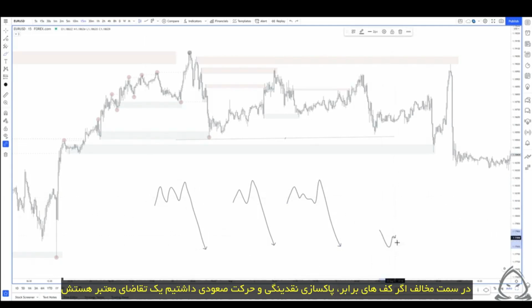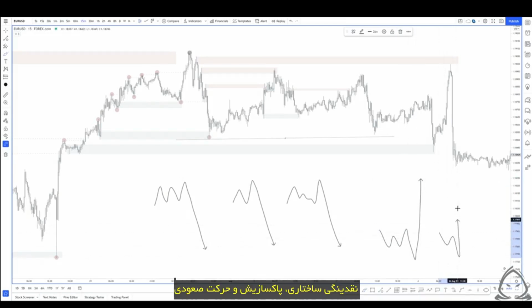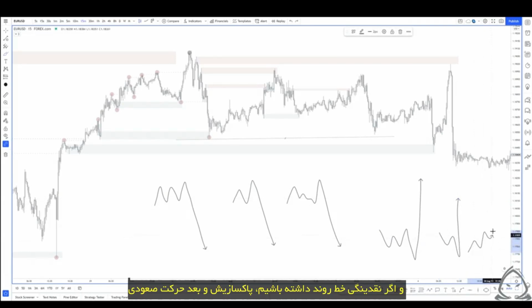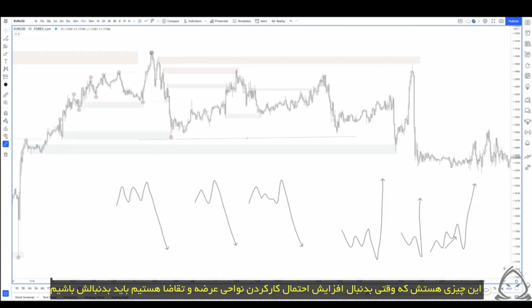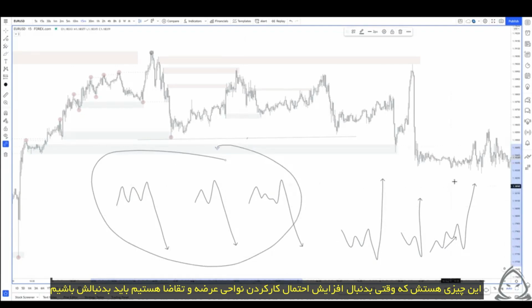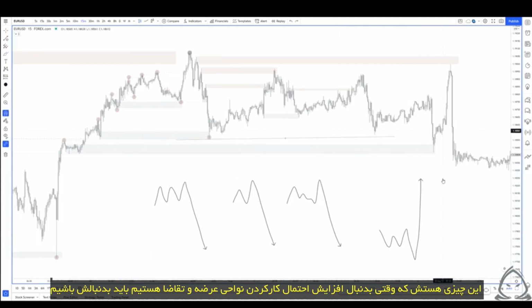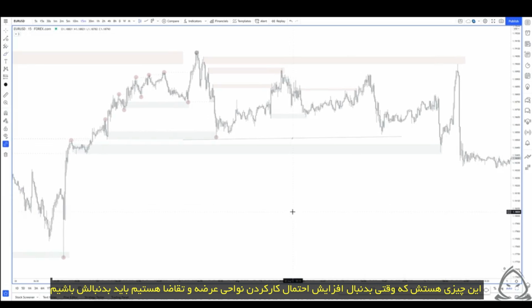On the flip side, if we get equal lows, a sweep of liquidity and move to the upside, it's a valid demand zone. Structural liquidity, sweep of that, move to the upside. And if we get trendline liquidity, something like that, a sweep of that, and then a move to the upside, that's also a valid demand zone. So this is what we should be looking out for when we're looking at our supply and demand zones to improve the overall probability of them playing out.